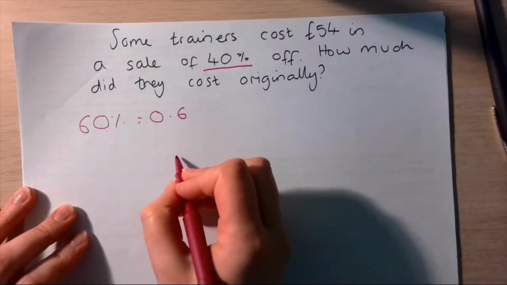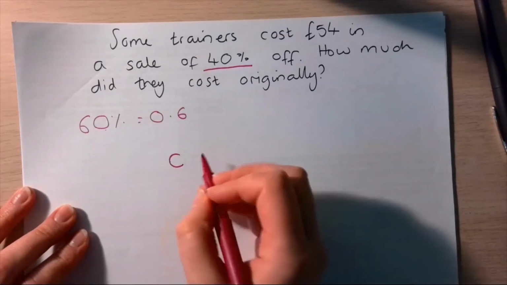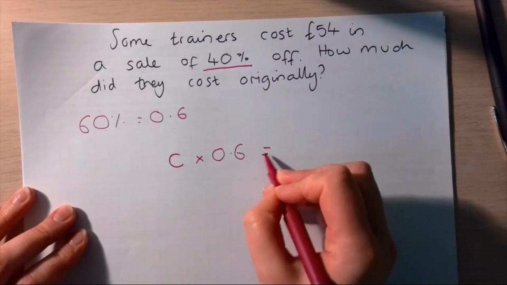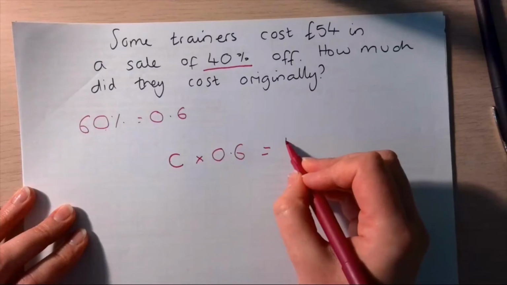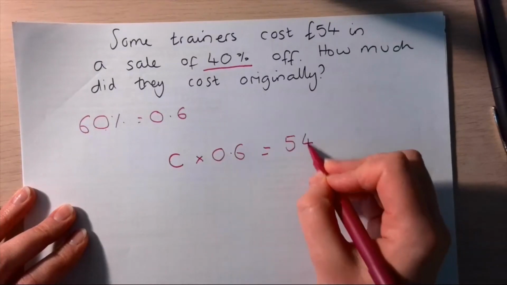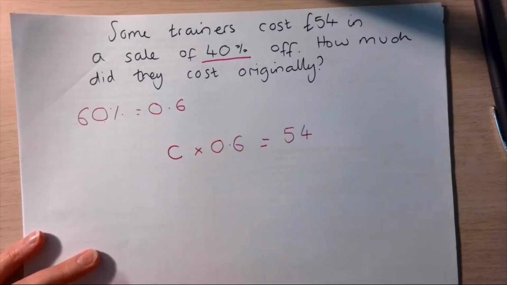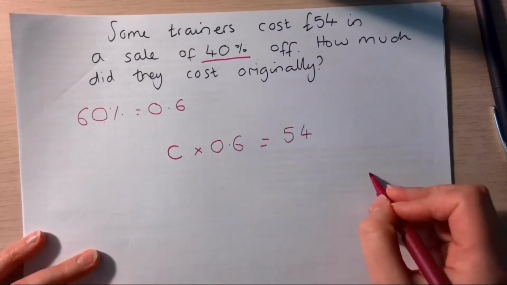So let's go for C again for our original cost, multiplied by 0.6 equals, and that's how we would have worked out the £54 had we known the original. Then, once again like we just did, we're going to do the inverse of this. So this time we're going to divide by 0.6.